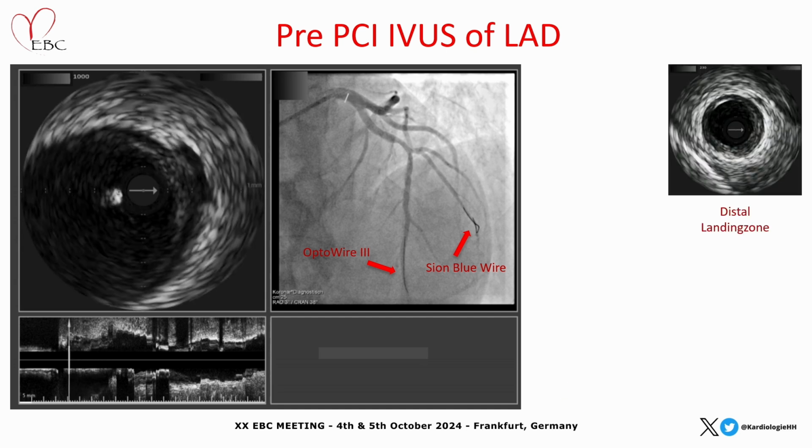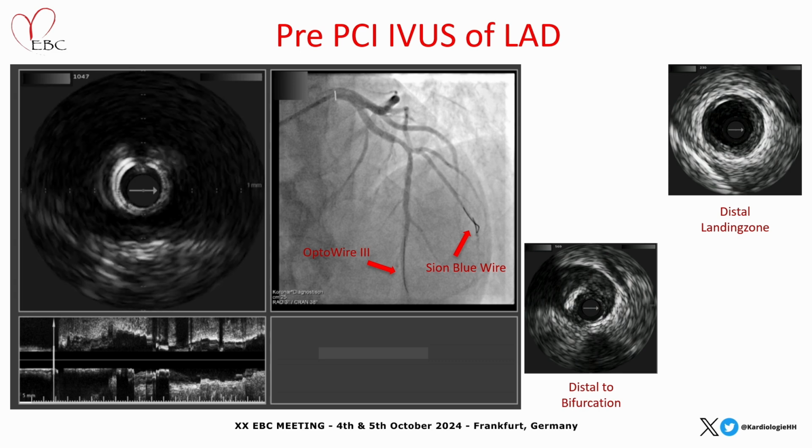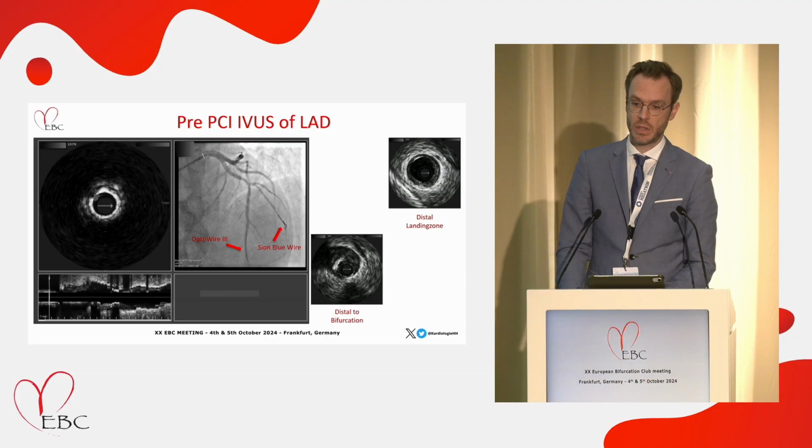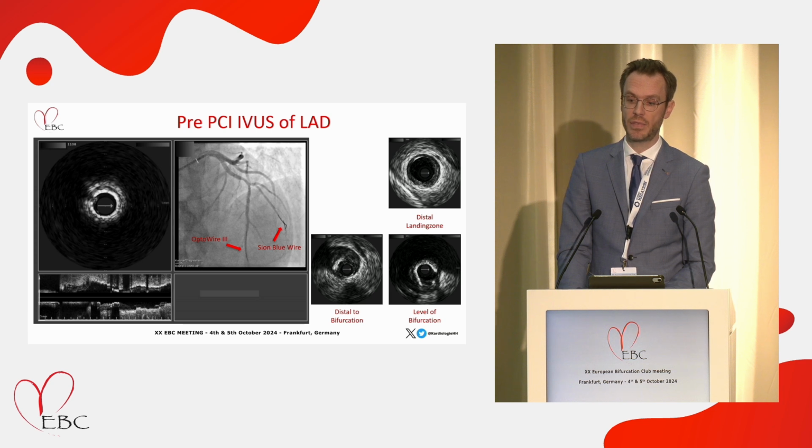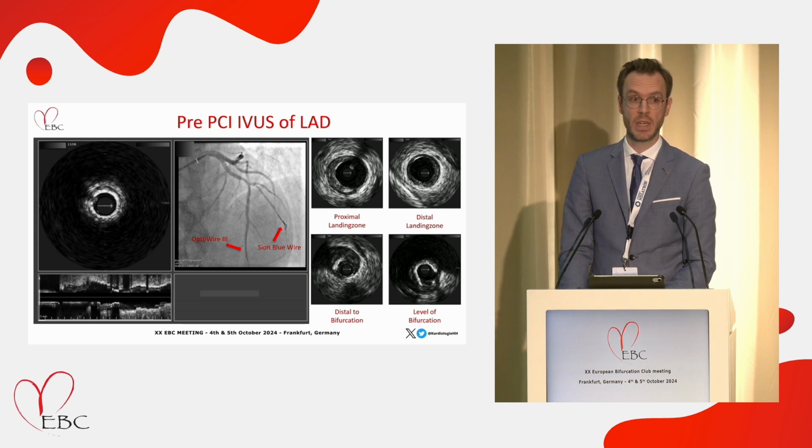So the decision: I show you the landing zones, what was defined as distal landing zone. You can see how severe disease the vessel is distal to the bifurcation. And of course, at the level of the bifurcation, at 5 o'clock where the wire is coming in, you see 270 degrees of calcium. The proximal landing zone has a plaque burden of about 40%, so feasible for PCI.